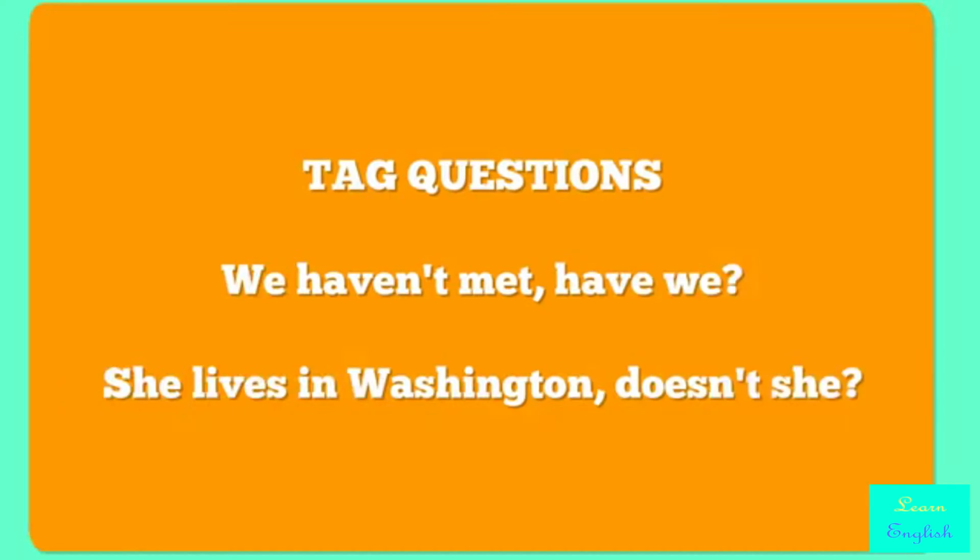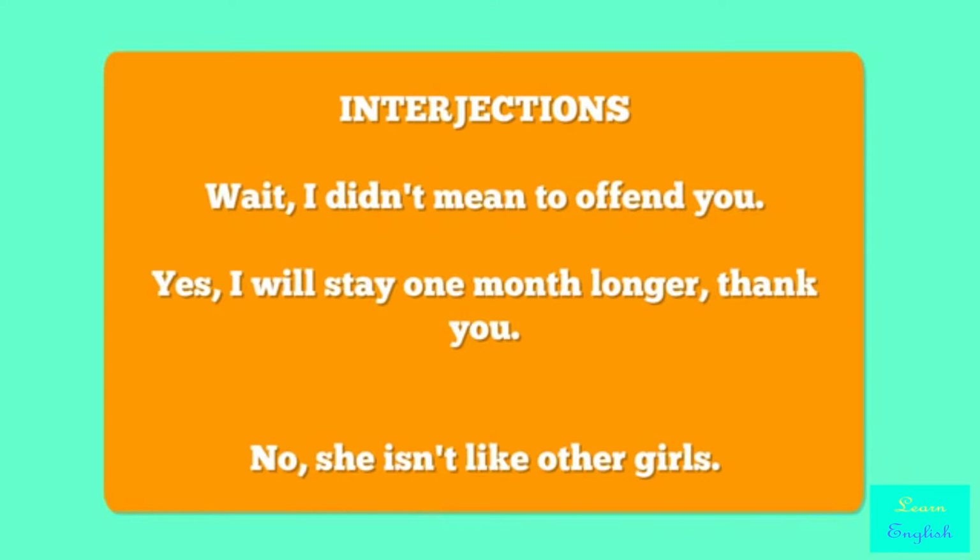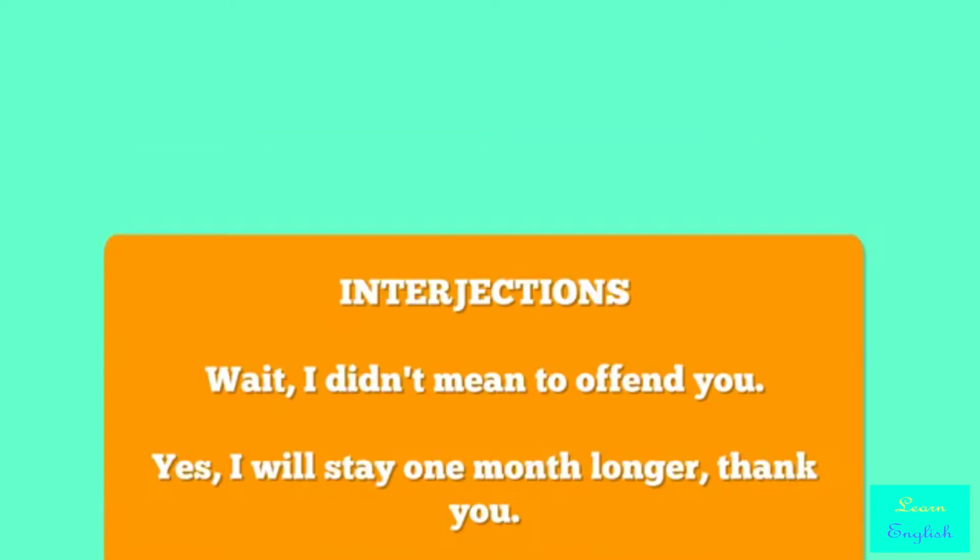Second, tag questions. Examples. We haven't met, have we? She lives in Washington, doesn't she? Third, interjections. Examples. Wait, I didn't mean to offend you. Yes, I will stay 1 month longer, thank you. No, she isn't like other girls.